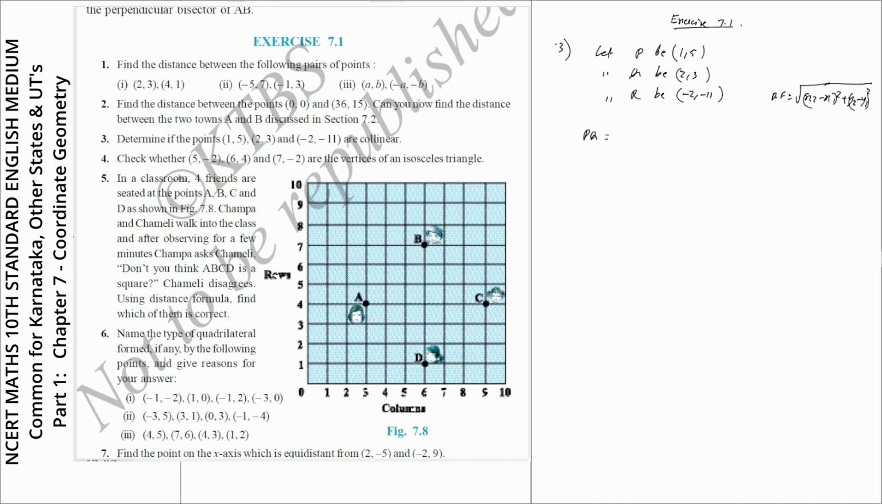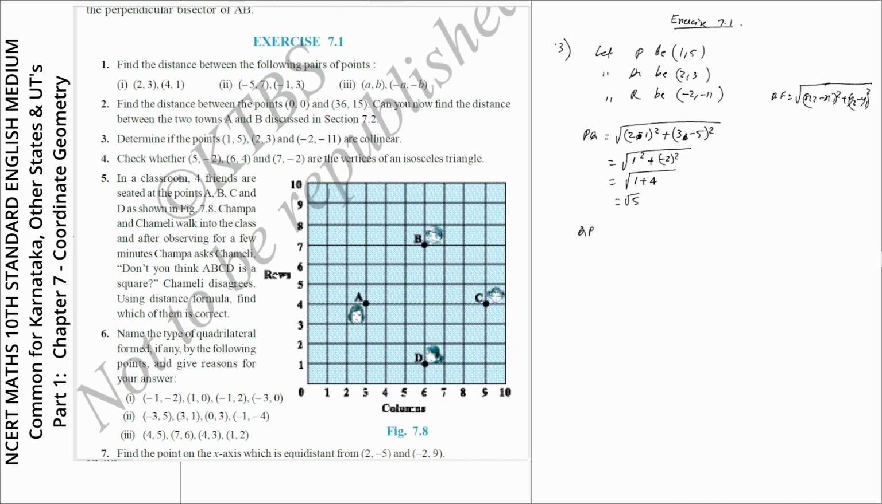So the distance between PQ is the square root of (2 minus 1) the whole square, plus (3 minus 5) the whole square. So 2 minus 1 is 1, 1 the whole square, plus 3 minus 5 is minus 2, minus 2 the whole square. So this is equal to the square root of 1 square, which is 1, plus (-2) square, which is plus 4. So I'll get the square root of 5.